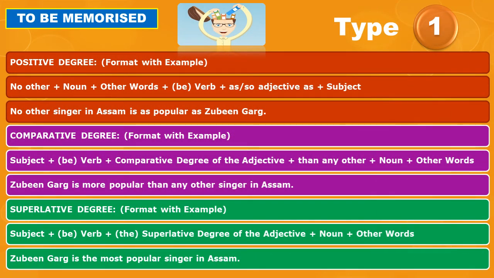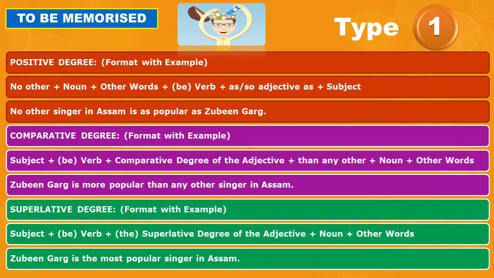In the positive degree, as you can see on the screen, the structure of the sentence will be: no other plus noun plus other words plus be verb plus as adjective as plus subject. The example is: No other singer in Assam is as popular as Zubin Garg. Here the noun of the sentence is singer, other words are in Assam, be verb is, as adjective as is as popular as, subject is Zubin Garg.